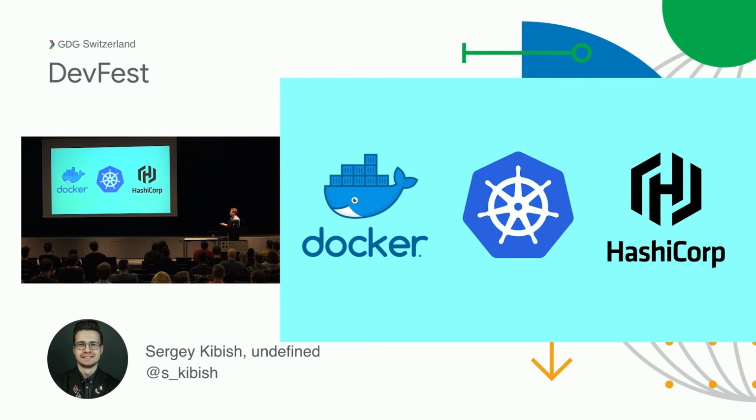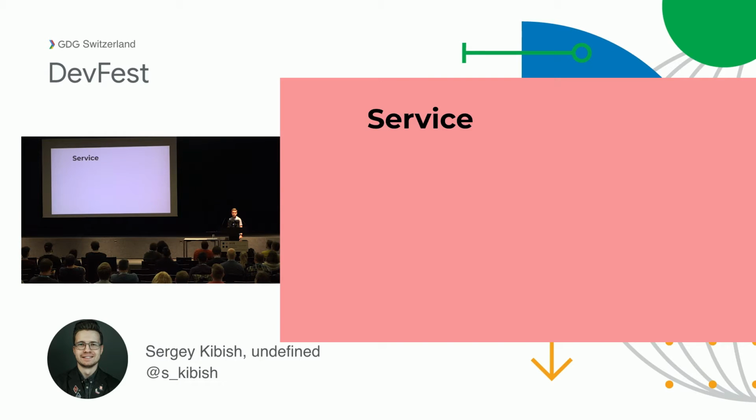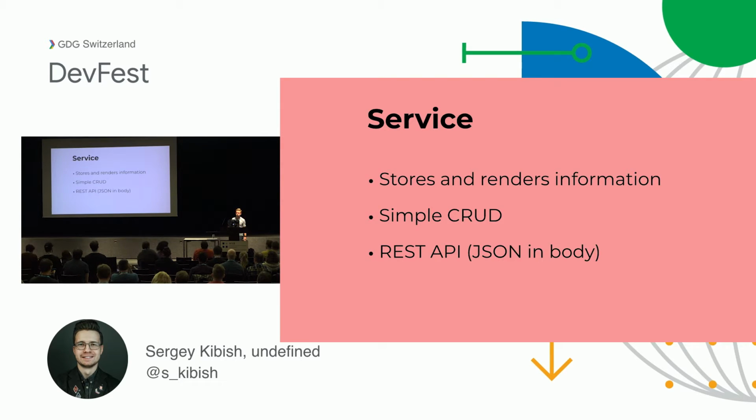With this in mind, let's return to the idea of writing our service. Our service will be very simple, with no complicated stuff. What we need is basically a service that stores and renders some information, with simple routing, a RESTful API with JSON body, and for the database, for example, we have Redis.